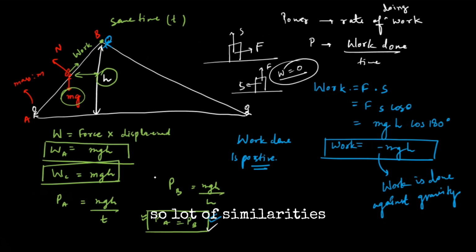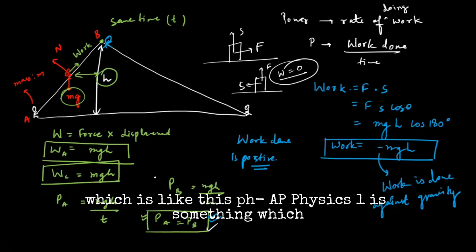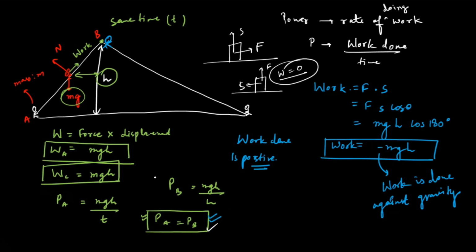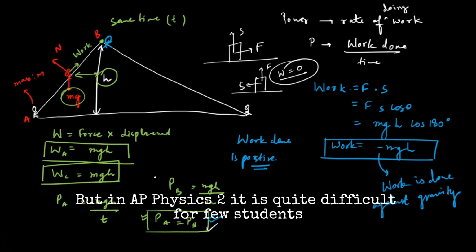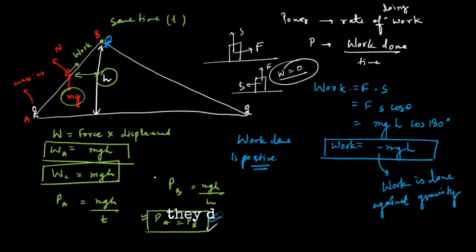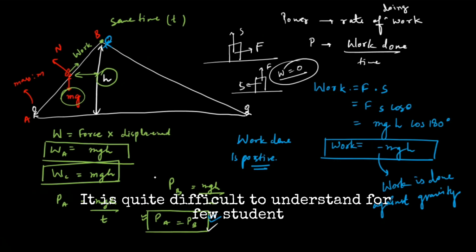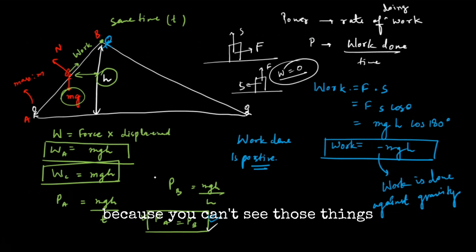So, a lot of similarities. See, AP Physics 1 is something in which you can actually feel things, you can see things. But in AP Physics 2, it is quite difficult for a few students because they don't realize what exactly is happening here, like what is moving and how it is moving. It is quite difficult to understand for a few students because you can't see those things. But you relate it so well.